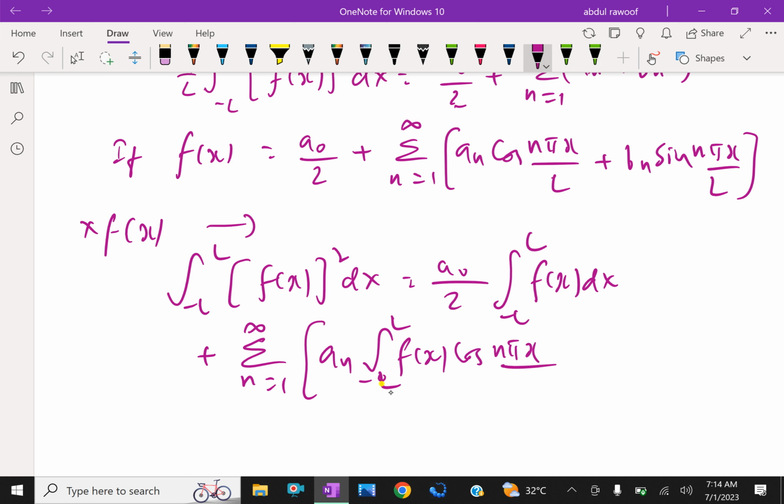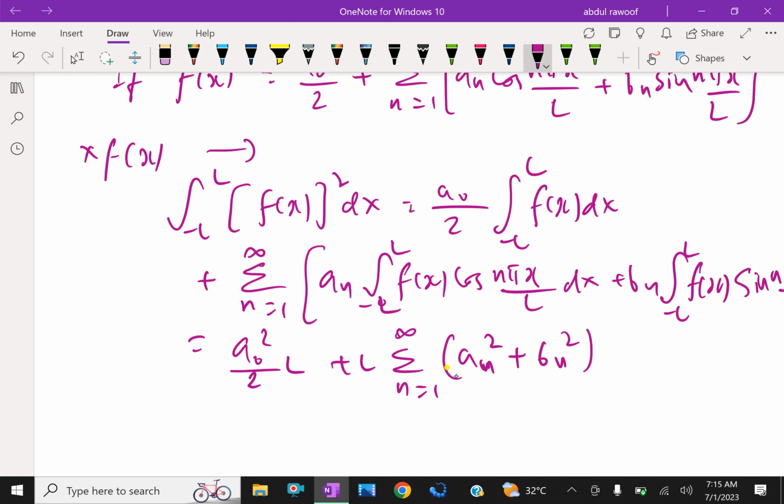Look at here. Then we wrote the series, which is equal, after integrating and putting the values of minus L to plus L, we have a0 square over 2L plus L into sigma n equal to 1 to infinity an square plus bn square, where we have used the result.